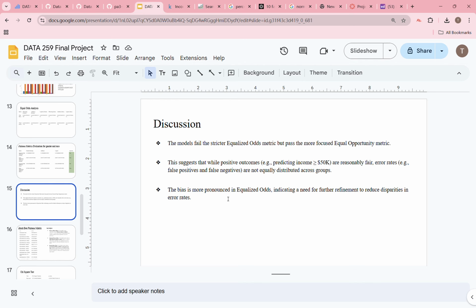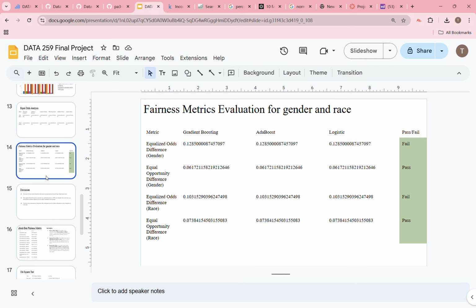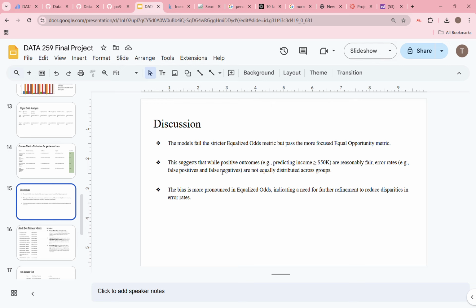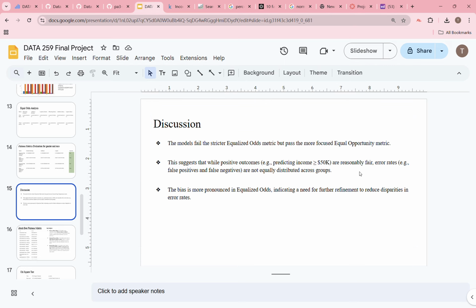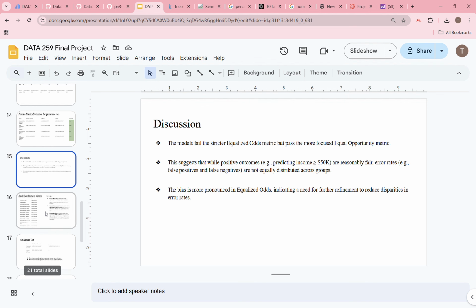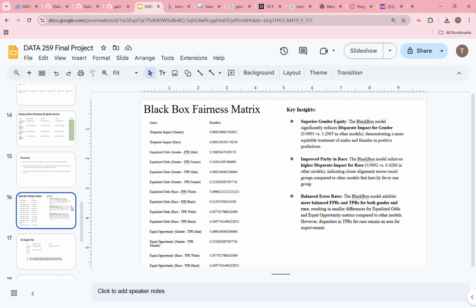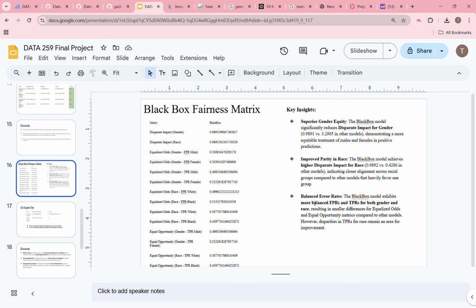I would like to discuss what is happening in the above chart. Apart from the difficulty of passing the equalized odds metrics, it also suggests that while positive outcomes are reasonably fair, error rates, which are the false positives and false negatives, are not equally distributed across groups. The bias is more pronounced than equalized odds indicates, showing a need for more refinement to reduce disparities in error rates. Then I did a black box fairness matrix analysis on this.